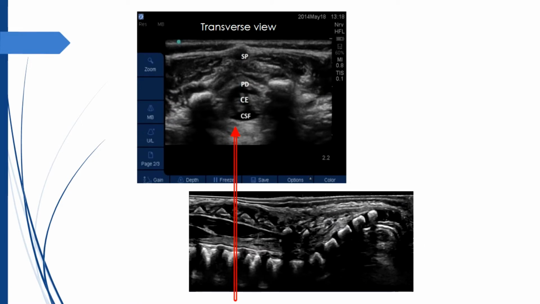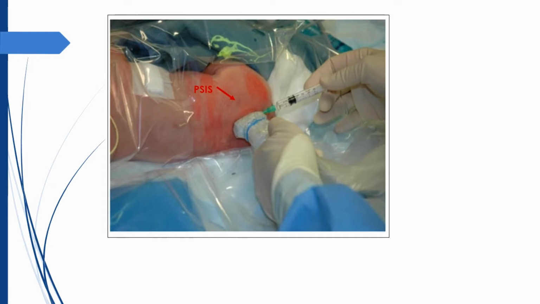This is a transverse image at the level of the cauda equina. We can again appreciate the spinous process, the lamina, the posterior dura, the cauda equina, and the anechoic CSF. The dimple we see here corresponds to the posterior superior iliac spine, and the Tuffier's line crosses the L4-L5 interspace, or the L5-S1 interspace in a neonate and infant.